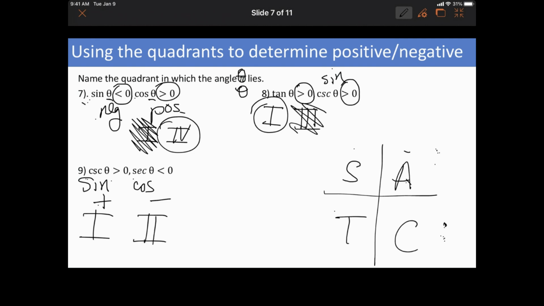So where's cosine? Well, cosine is positive in the first, but where's the negative? Here. So it can't be that one. So it's that one.